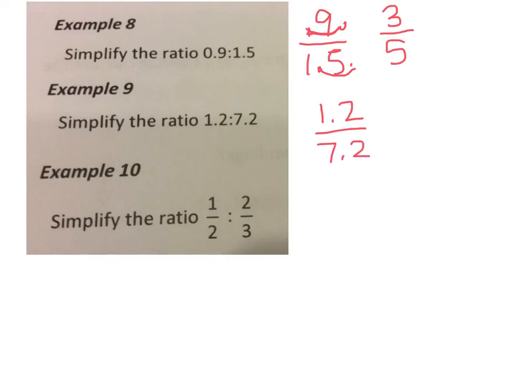Again, we have that same issue, so we're going to move that decimal. I'm going to make that 10 times as big by sliding it over 1. So now we have 12 over 72. I can divide the top and bottom by 2.